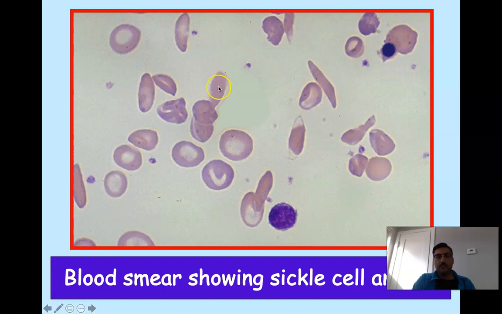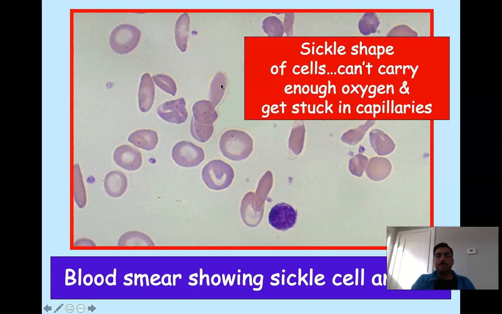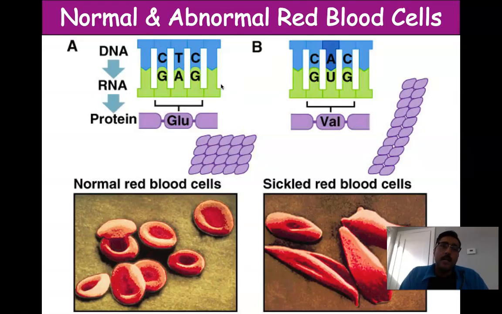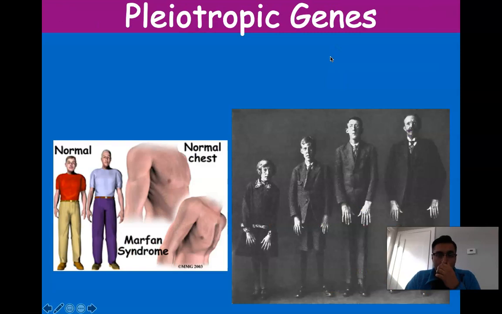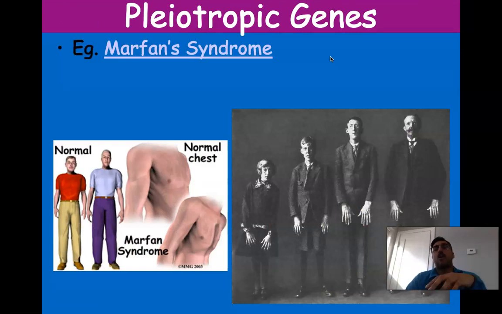So there are some sickle cells in a real blood smear for you. Regular cell, sickle cell. They don't carry oxygen very well, and like I said, they get stuck. They're hard, not flexible. Here's a little transcription and translation review for you, but basically you've got sickle cell due to a mutation, a point mutation, let's say. Pleiotropic genes are genes that cause drastic effects on more than one trait. Sickle cell anemia is a good example of a pleiotropic gene because it affects the spleen, fatigue, oxygen carrying, and general health across the body.